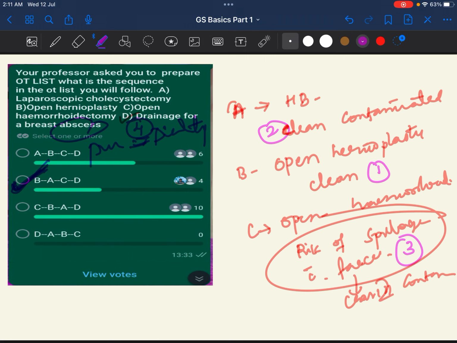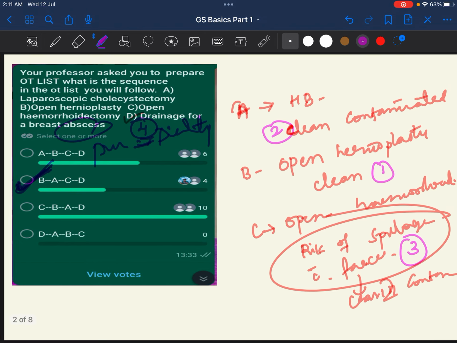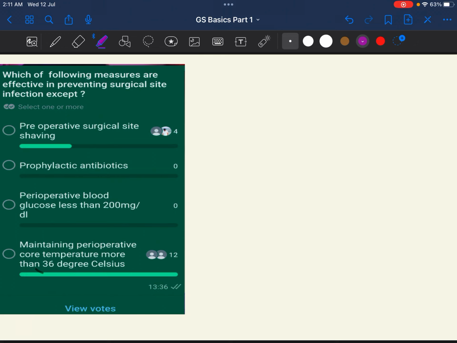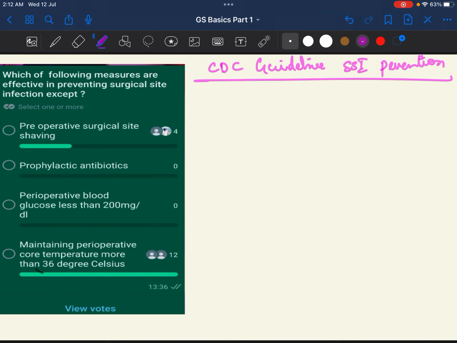So second option is the correct option. So let us move on to the next question. Which of the following measures are effective in preventing surgical site infection except? Even this question is based on CDC guidelines for SSI prevention.